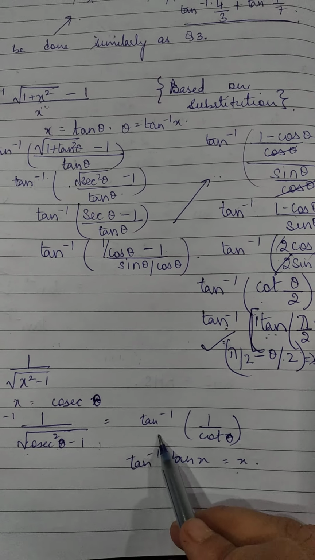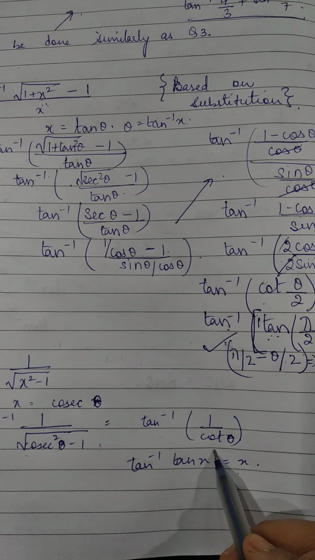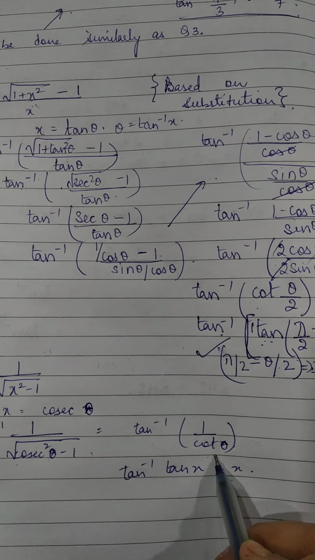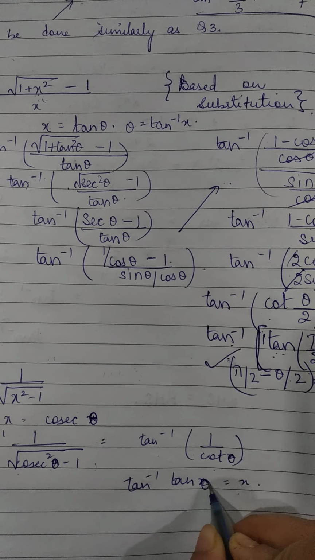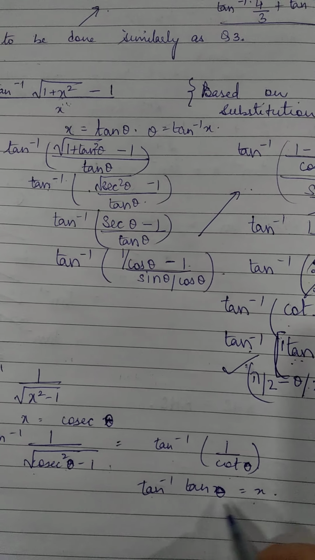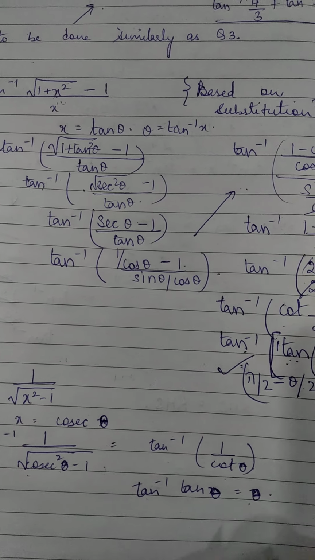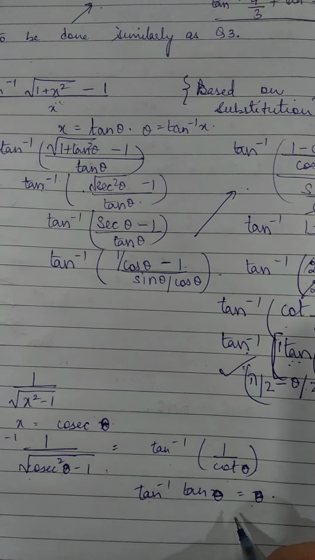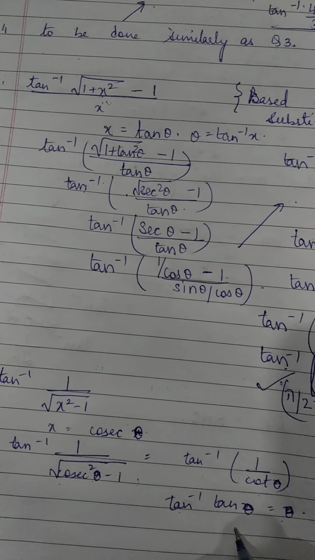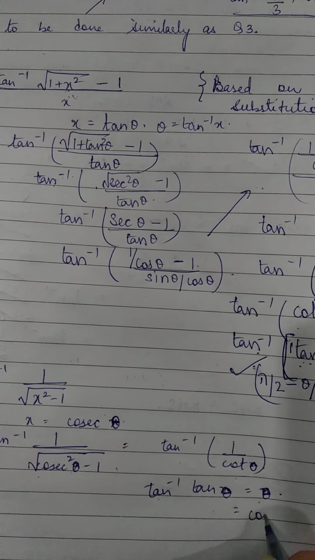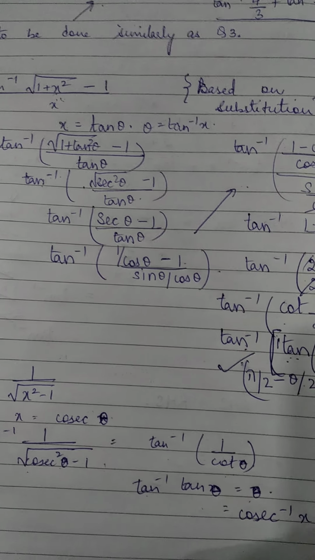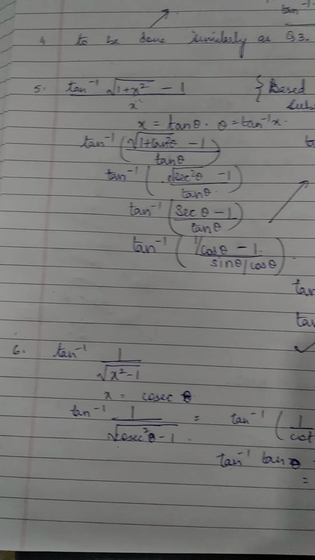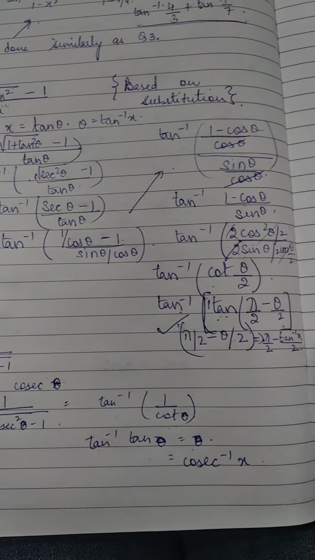And what is tan inverse 1 upon cot theta? Remember we had done this particular ratio. That is, 1 upon cot can be written as tan theta, reciprocal ratio. So tan inverse tan of theta is equal to theta. And what is theta equal to? x is equal to cosecant theta, so theta is equal to cosecant inverse x. So that's our simplest form. I hope you all are understanding, students.